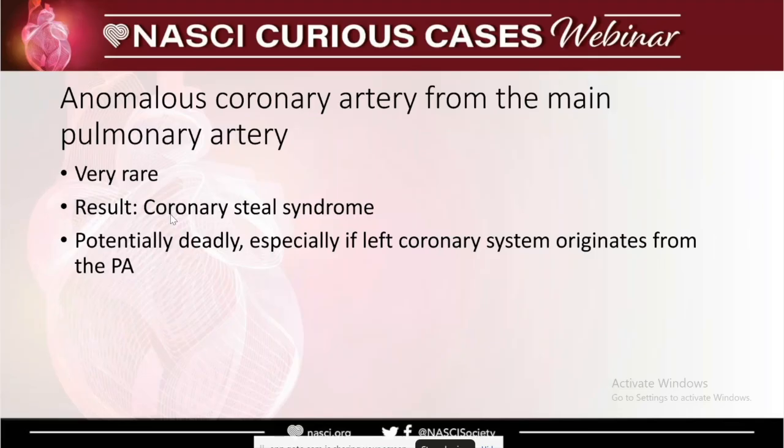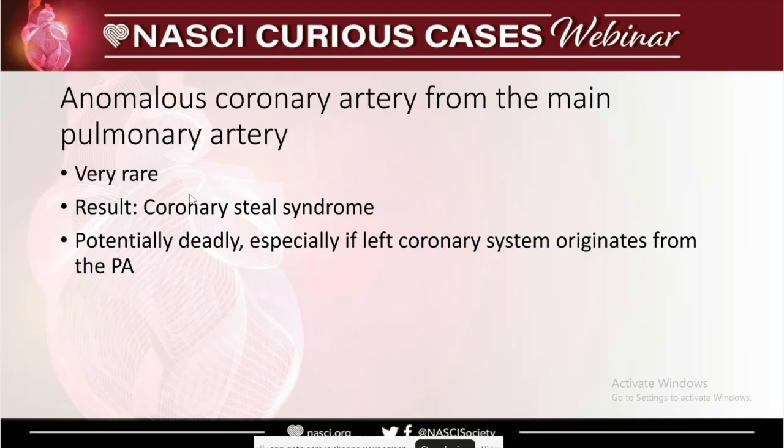And why? Because what happens is that right after birth, if you remember from physiology, the pulmonary circulation drops significantly in pressure, whereas the systemic pressure goes sharply up. And that way, the blood will usually flow to an area that has a lower pressure, which is usually the pulmonary circulation. So basically, it will steal blood from the coronary distribution. And that's why it's very uncommon.